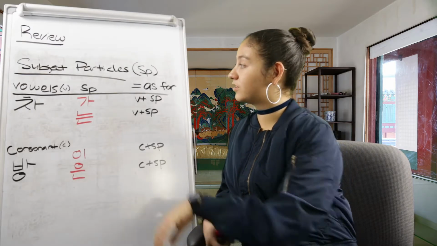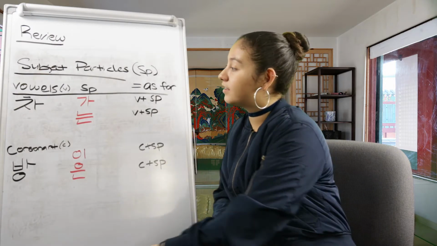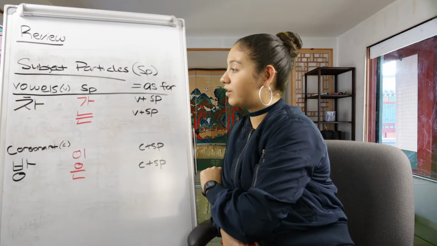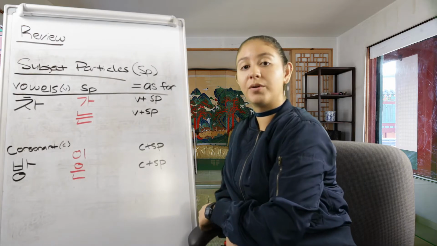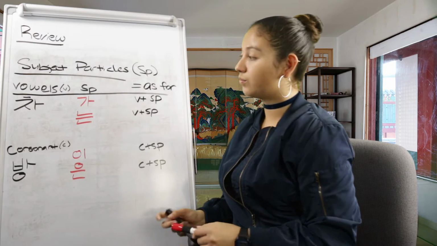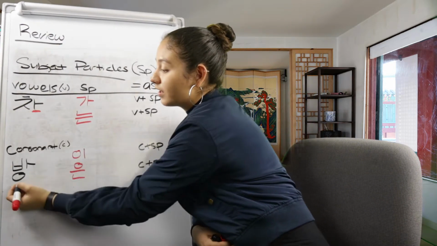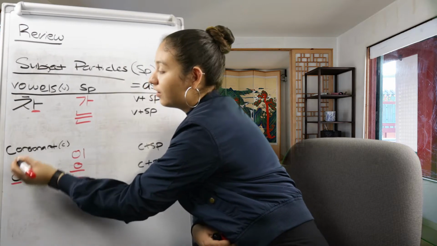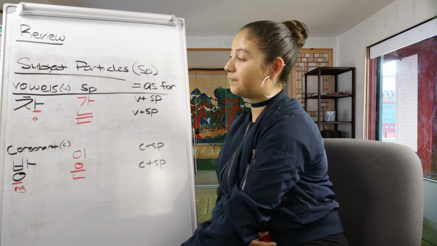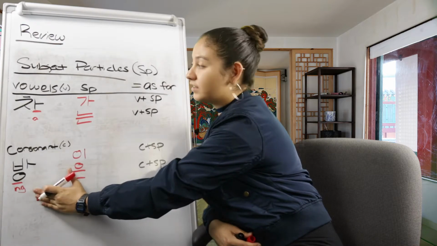So here we have our four subject particles. This is to know when you are talking about a subject. This particle needs to be placed after it. That way you can know that you are emphasizing the subject that you are talking about. Depending on whether the subject ends with a vowel, which will be the last one right here, or a consonant, which will be this one right here. This makes an ah sound and this is an ng sound. So now you know that this one is a vowel ending and this one is a consonant ending.